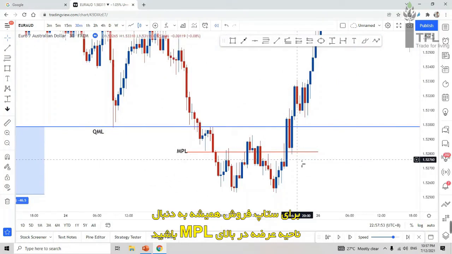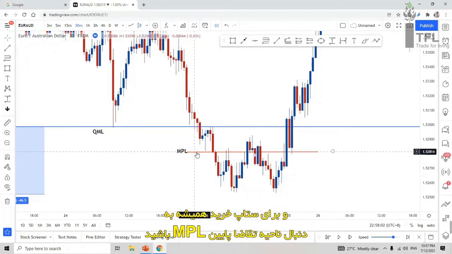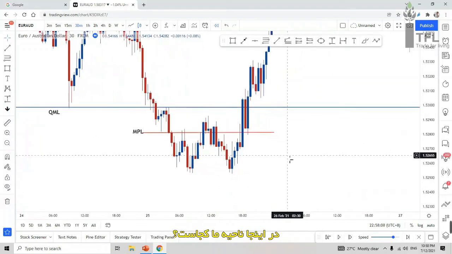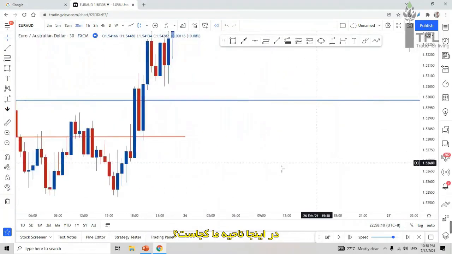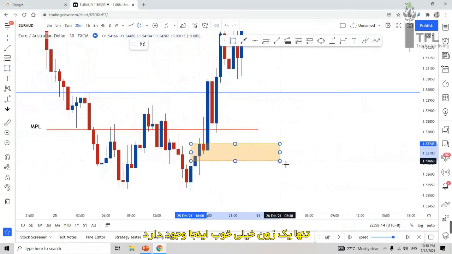A very important note is that for a sell setup, always look for a supply zone above your MPL, right? And for a buy setup, always look for a demand zone below your MPL, right? So over here, where is our zone? We only have one very nice zone over here.